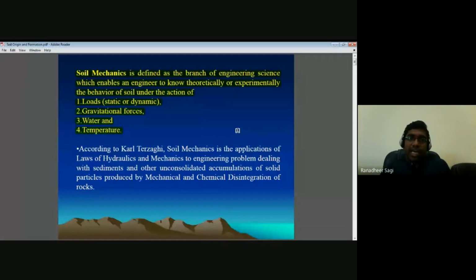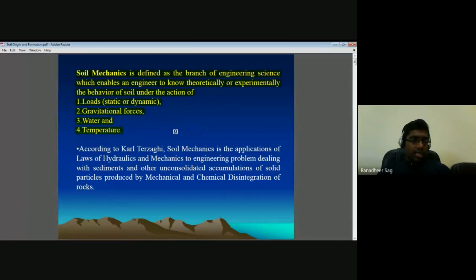Now, under what different actions do you need to understand the behavior? Under different loadings expected to come on the ground, which could be either static or dynamic in nature, and due to gravitational forces, that means the self weight of the soil itself. How does the behavior of the soil exist due to the existence of water in the pore spaces? We'll talk in detail in later stages about what this pore space means, what the pore spaces contain, and how water affects the behavior of soil. We'll also see the effect of temperature and how it plays a role in the behavior of the soil. All those aspects we'll try to understand in this soil mechanics course.